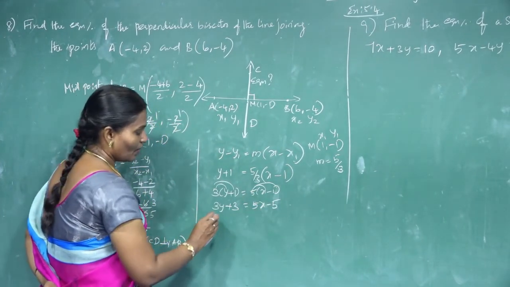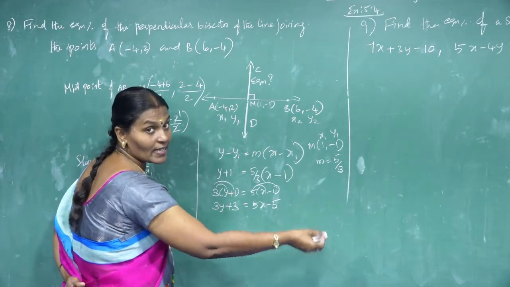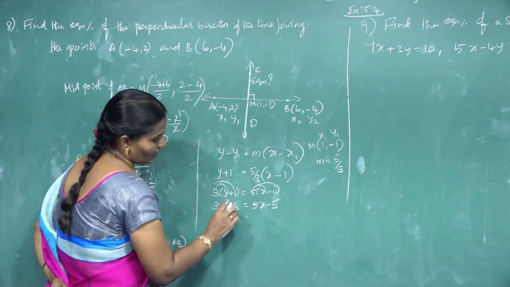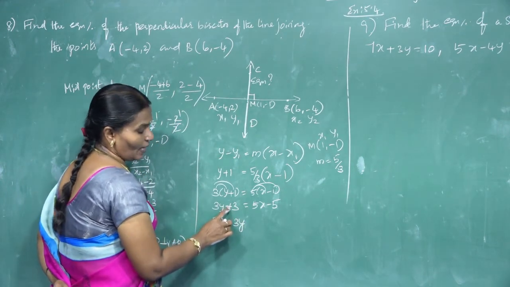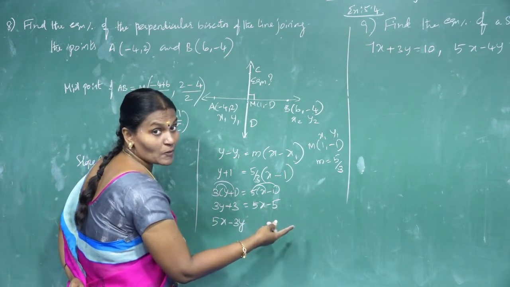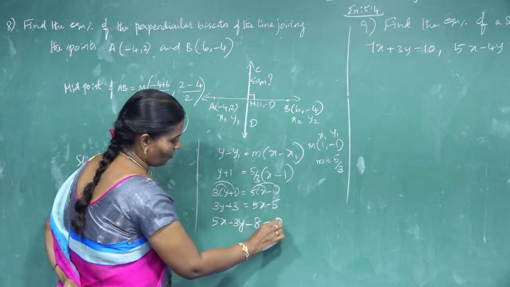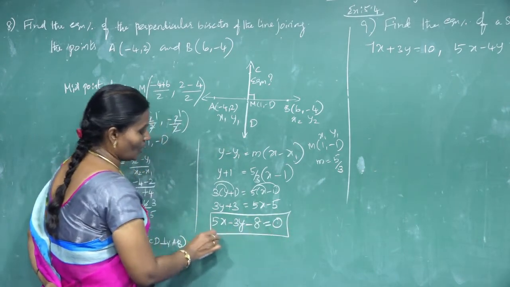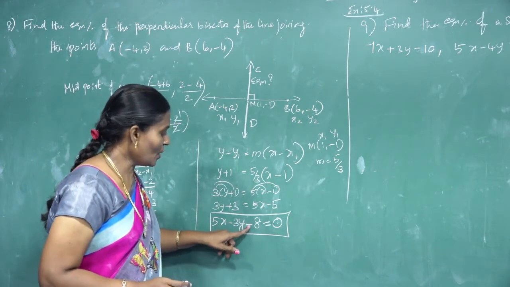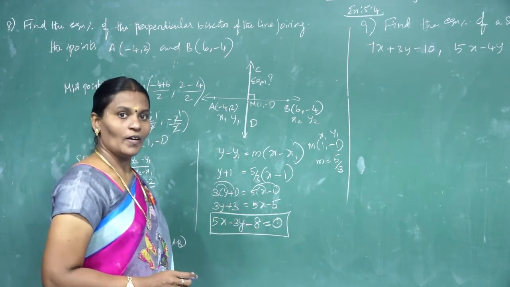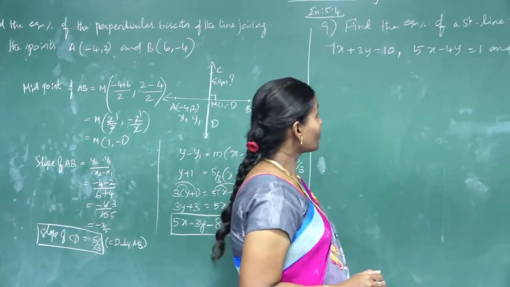5x minus 5. Okay. So here it is already positive on the right side. So this left side comes into the right side. So 5x, this comes to the right side, means becomes negative, minus 3y. Then here I have plus 3. Move to the right side, that becomes negative. So minus 3 minus 5 means minus 8. This is equal to 0. So what is the equation of the perpendicular bisector? That is 5x minus 3y minus 8 is equal to 0. Understand, children? Good.